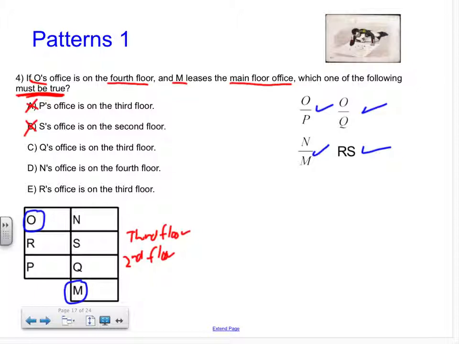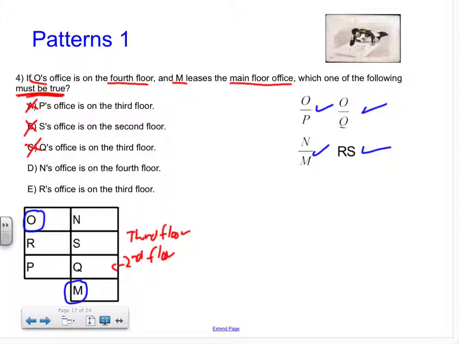Last one, Q's office is on the 3rd floor. We know that it works because we swapped out P and Q with R and S, but it doesn't have to be. Right now it's on the 2nd floor, and it seems to be working out just fine.